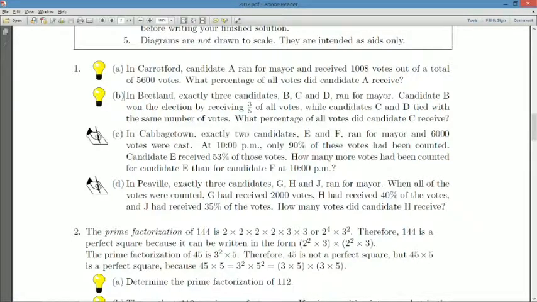In Beatland, here we are in B part, exactly 3 candidates, B, C, and D, ran for mayor. Candidate B won the election by receiving 3/5 of all votes, so 60% of all votes, while candidates C and D tied with the same number of votes. What percentage of all votes did candidate C receive? Okay.